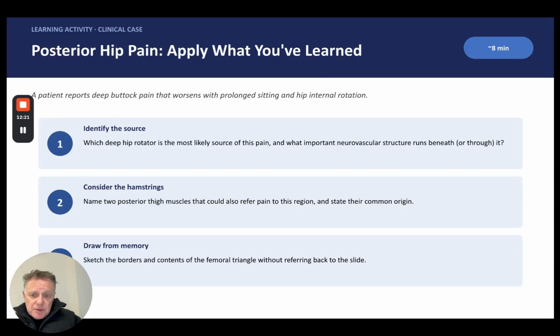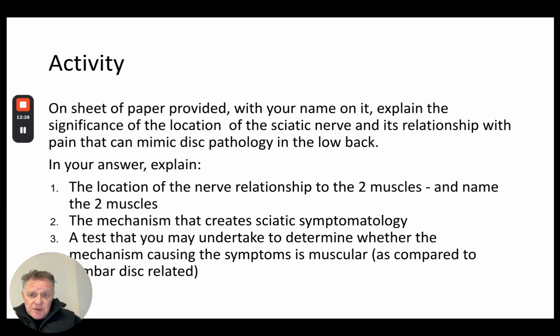Okay, I might skip that, but I'll allow you to go and have a look at that yourself and complete those activities. All right, on a sheet of paper provided with your name on it, explain the significance of the location of the sciatic nerve and its relationship with a pain that can mimic disc pathology. So in your answer, explain the location of the nerve relationship to the two muscles and name the two muscles, the mechanism that creates sciatic symptomatology, and a test that you may be able to undertake to determine whether the mechanism causing the symptoms is muscular or not.